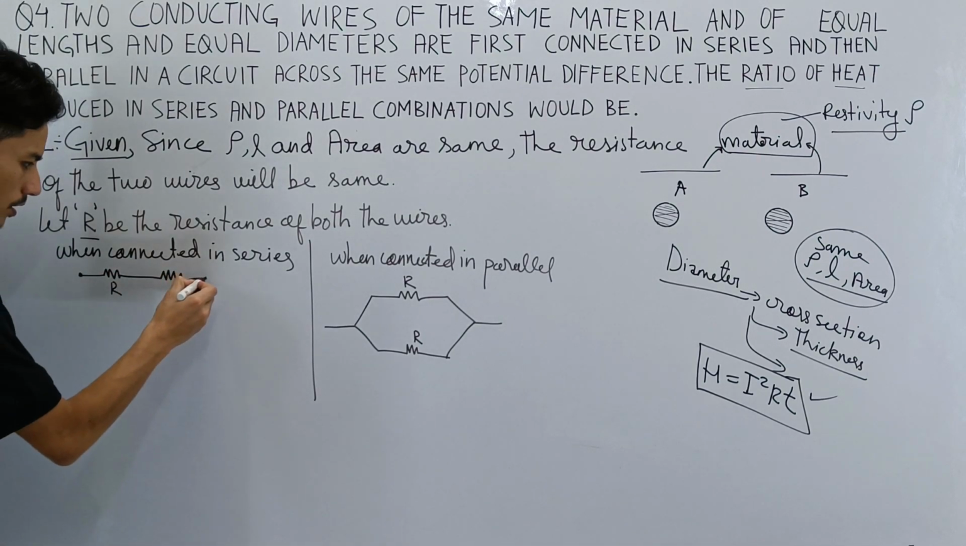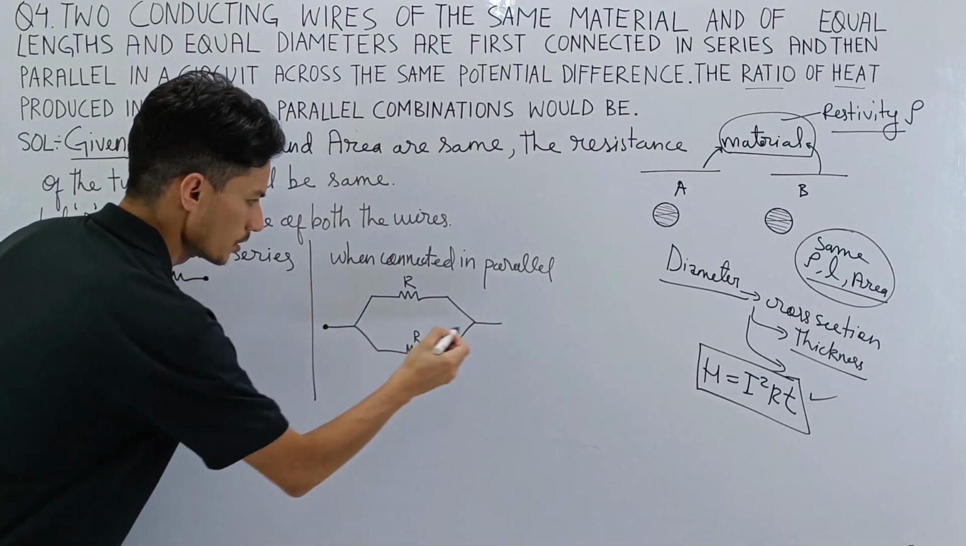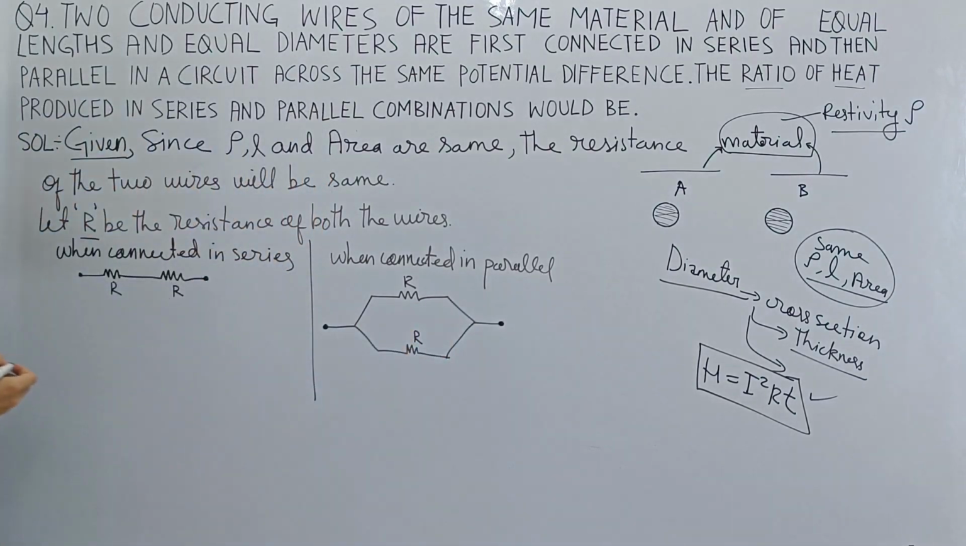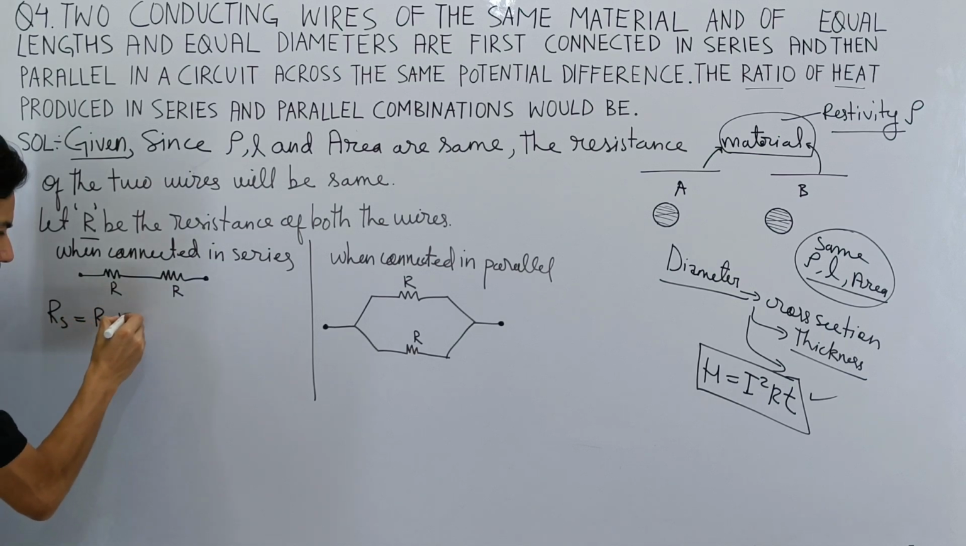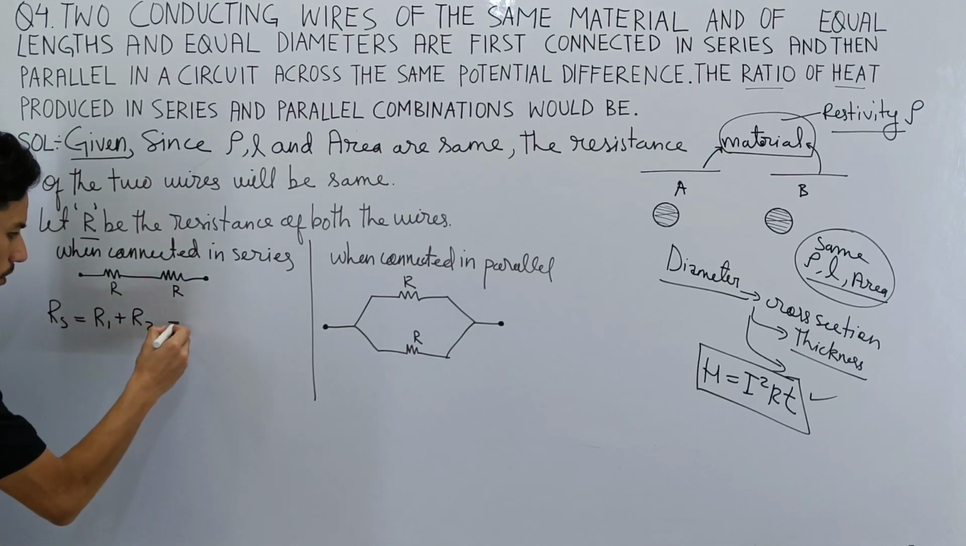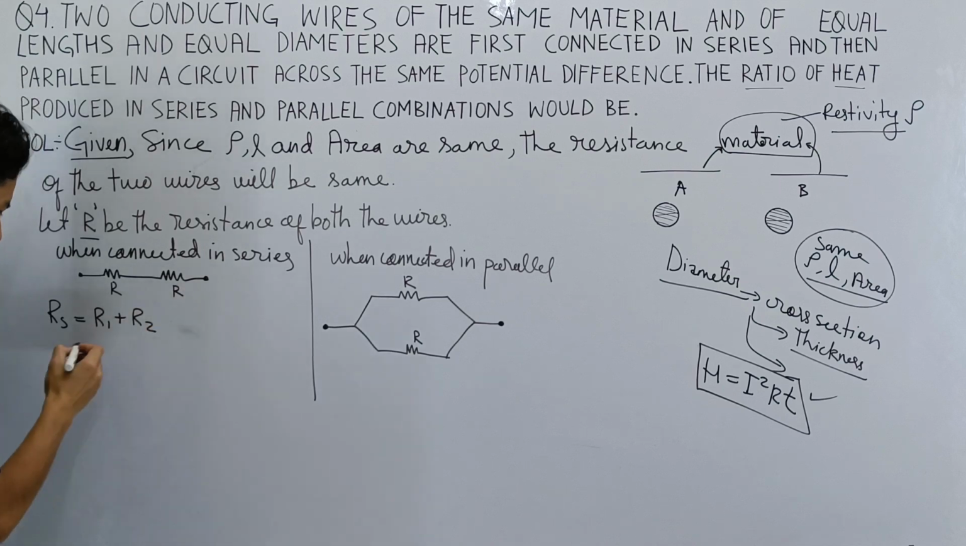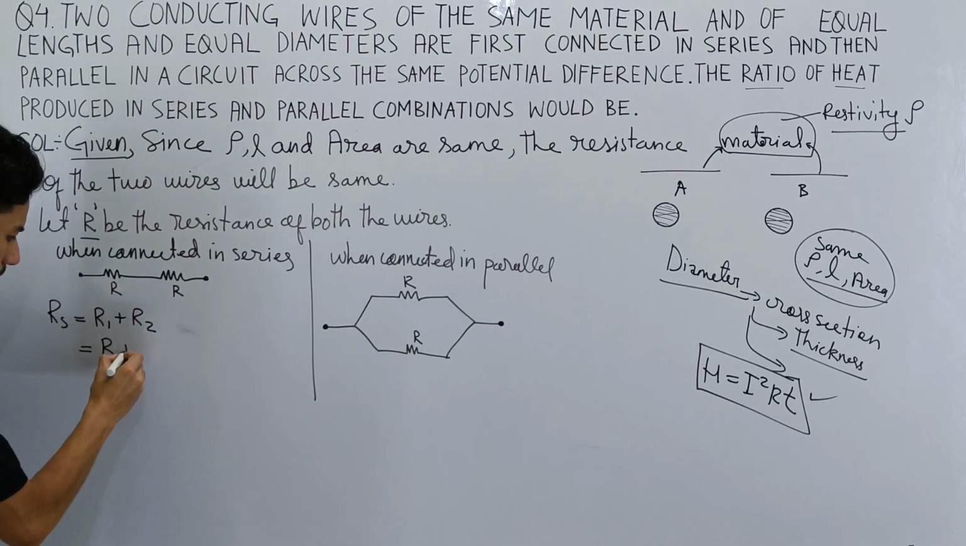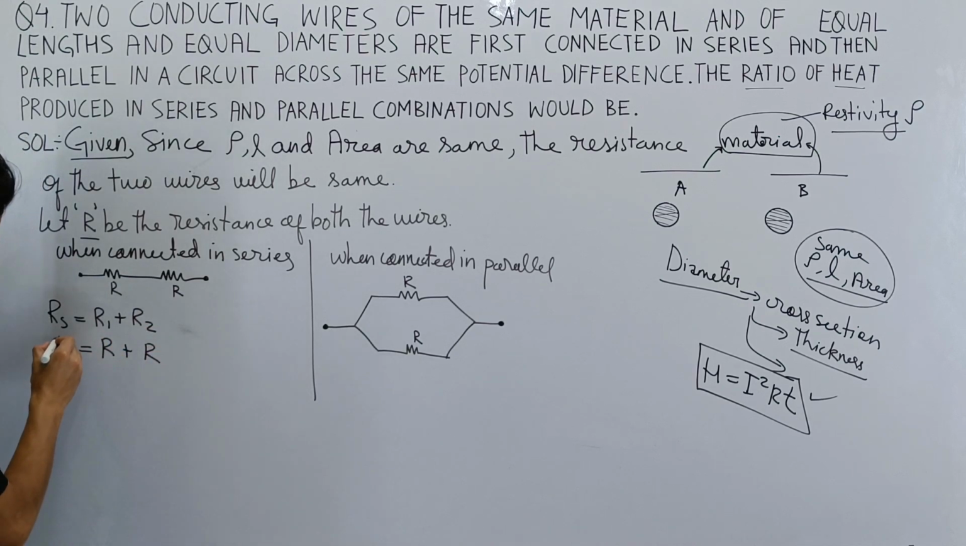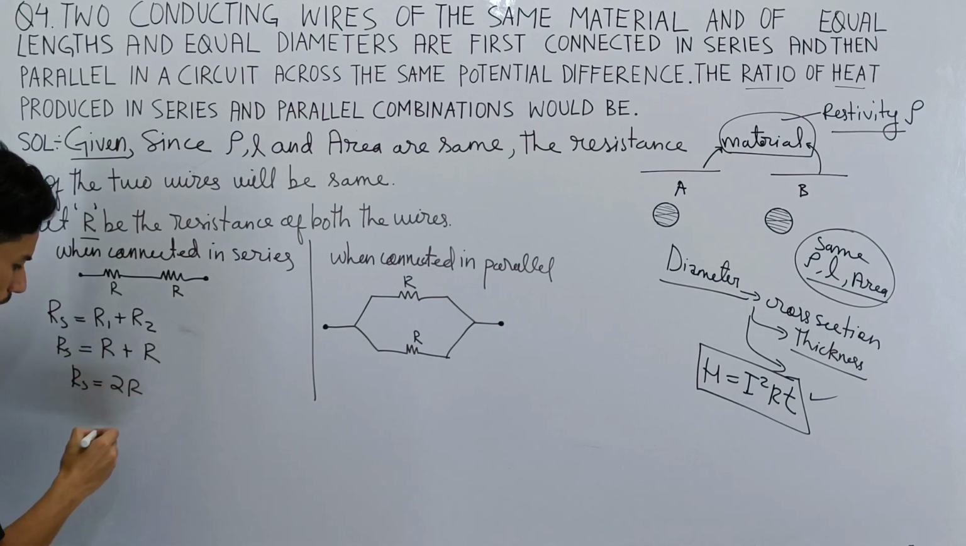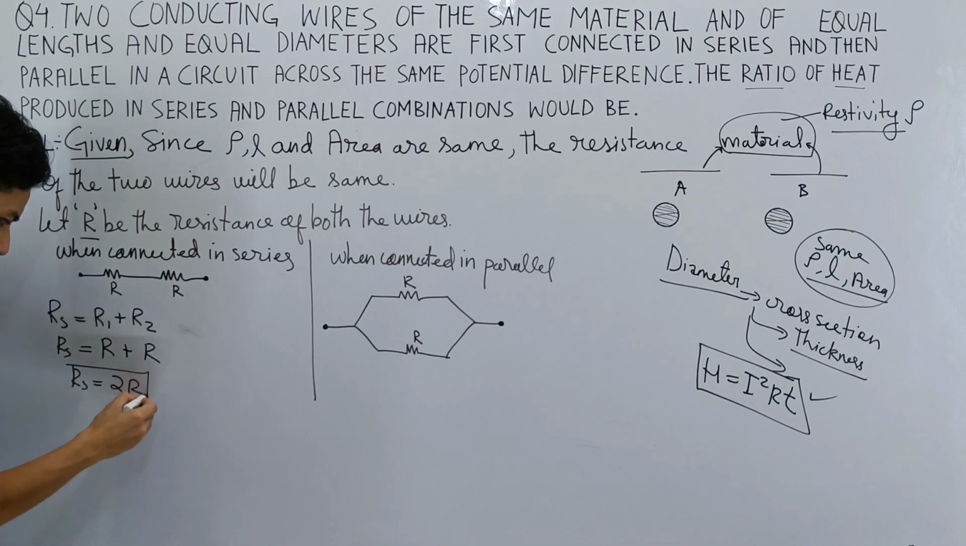So let us find the equivalent resistance for this. Since the combination is in series, we will use the formula for series, which is Rs is equal to R1 plus R2. R1 value is R only, and R2 value is also R only. So the equivalent resistance is R plus R, which is 2R. So this is the equivalent resistance for the series.